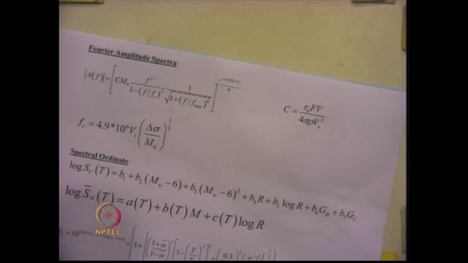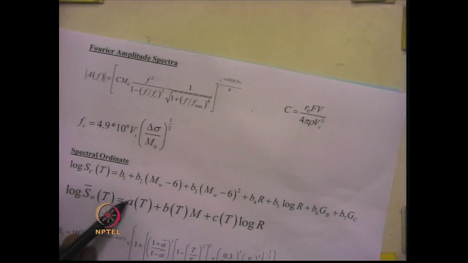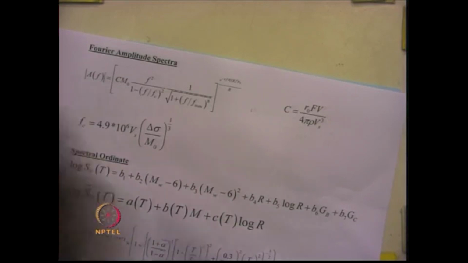Similarly, this equation is used for obtaining the acceleration response spectrum ordinate for different period T, and this is related to the magnitude of earthquake and the epicentral distance r. In this, A(T), B(T) and C(T) are again site dependent, and one has to find out these constants, and in some cases these A(T), B(T), C(T) are plotted. The plots are available, and these plots are with respect to the period T.